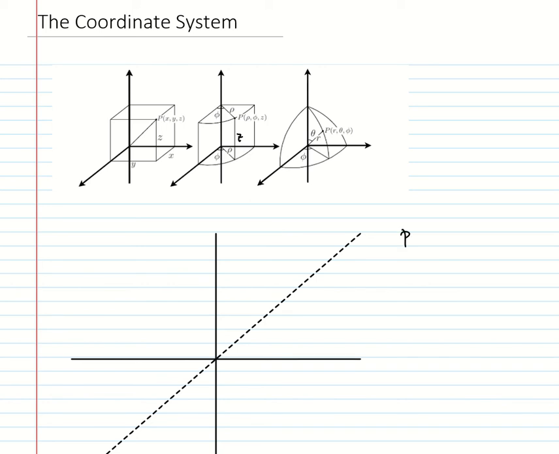Now let's try to plot something. Let's say rho is 2, and we have phi, let's say 45 degrees, then for z, let's make it positive 3. So this is our rho, the radius of the cylinder. This is our phi, and this is our z.